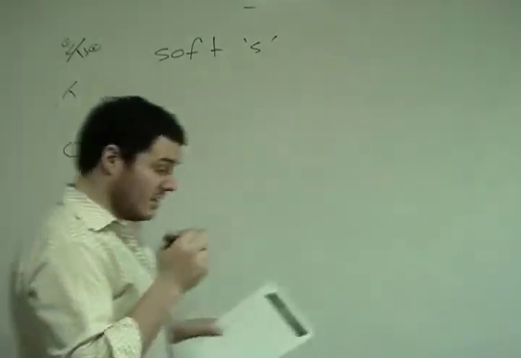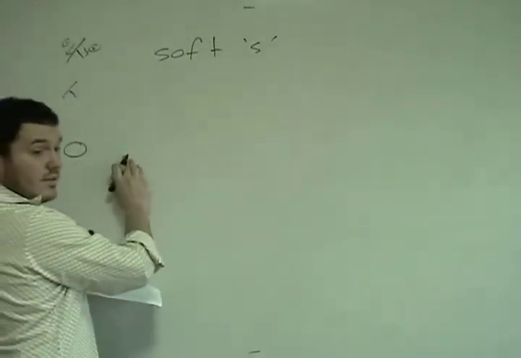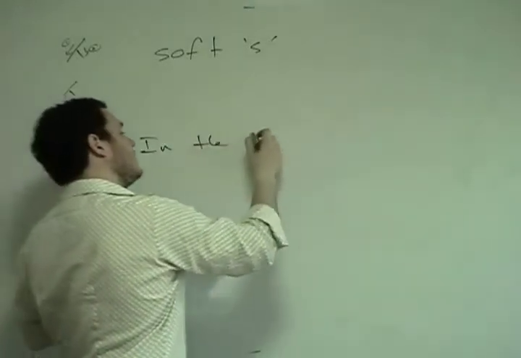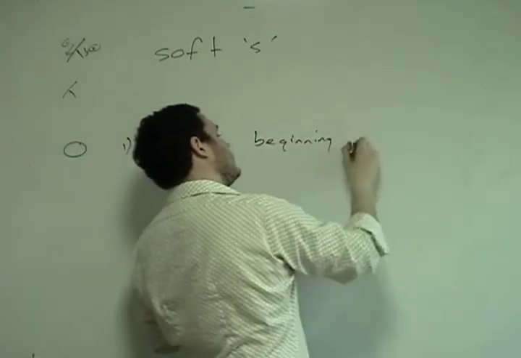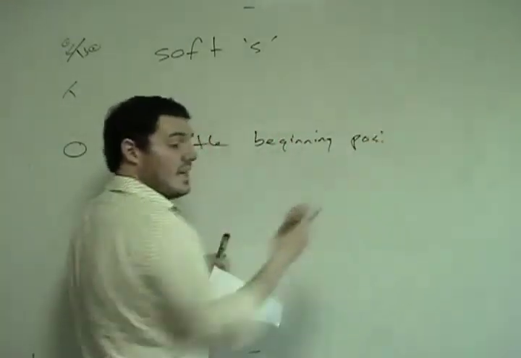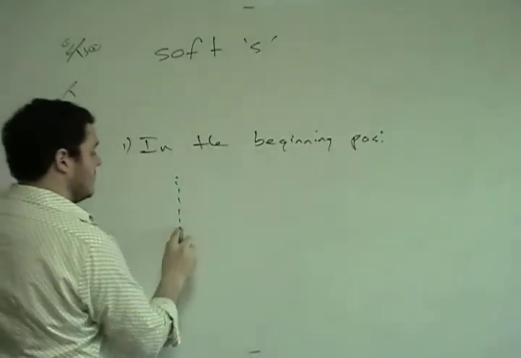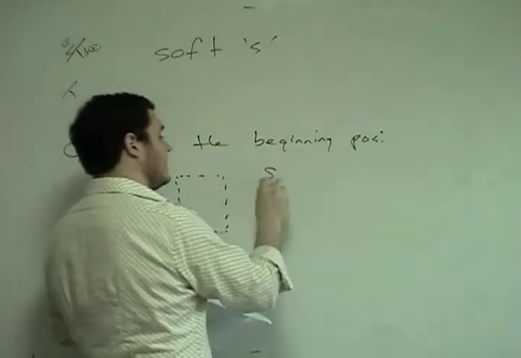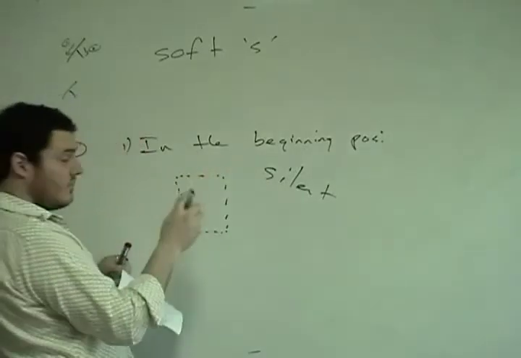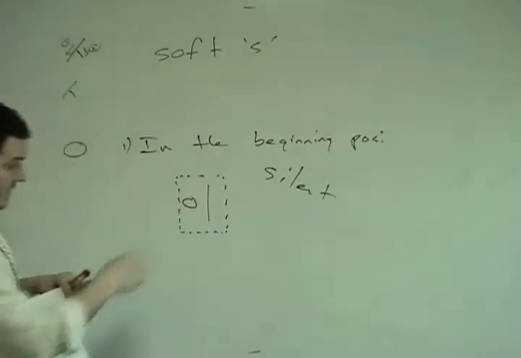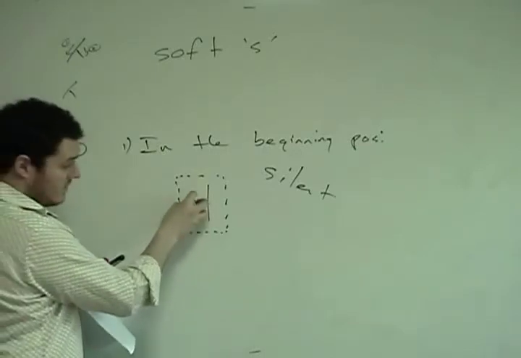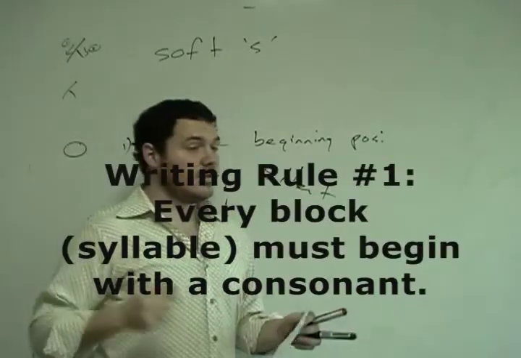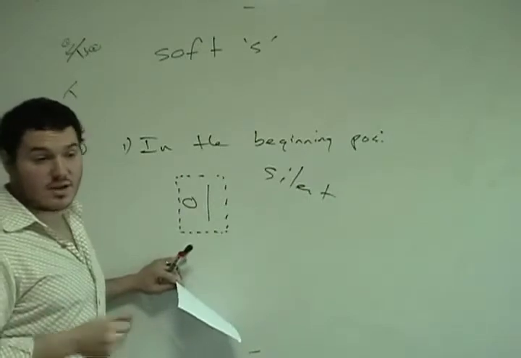This one has a couple of cases. Okay, we've seen it in our example already. The first case is in the beginning or first position of a block. It will be silent. So in our example before, we had this and then this. This is the E sound. Okay, this is first. It is silent. The writing rule says for every block, you have to have a consonant first. That's our first writing rule.